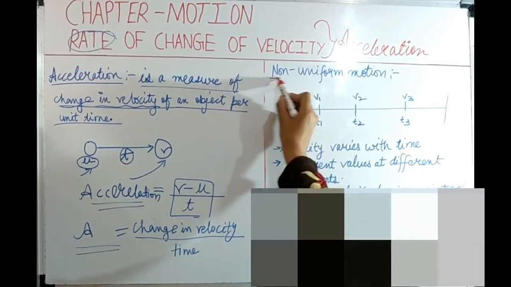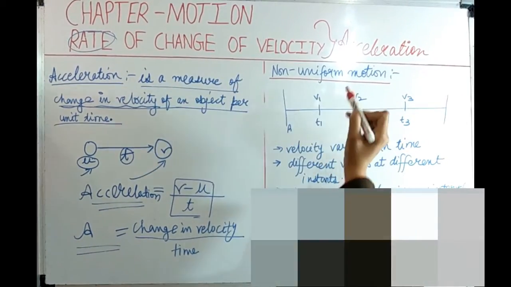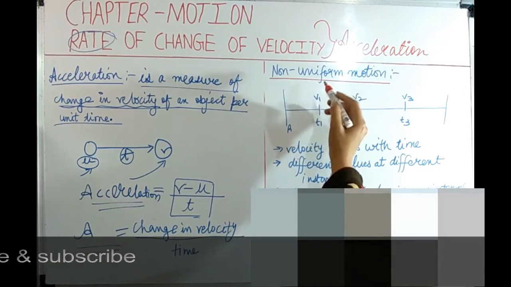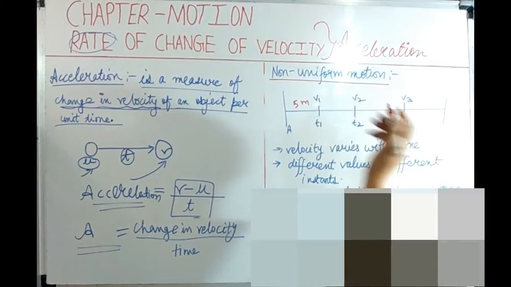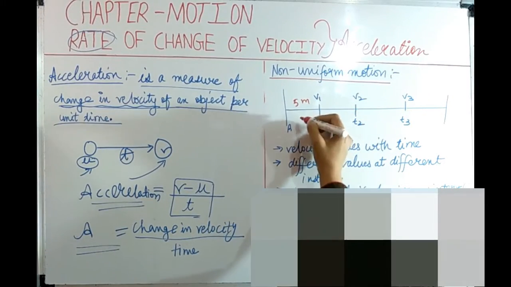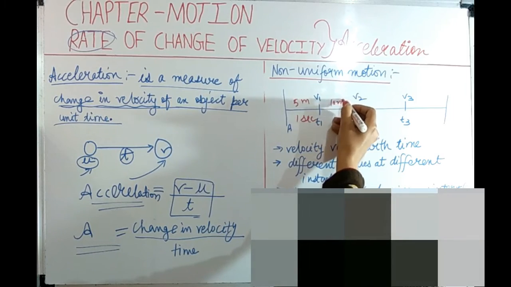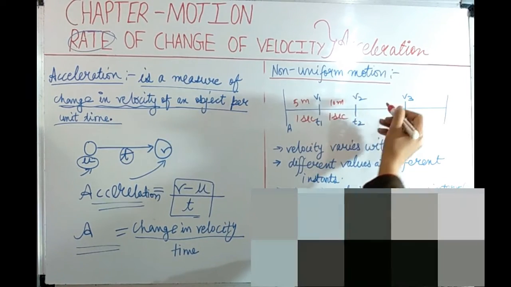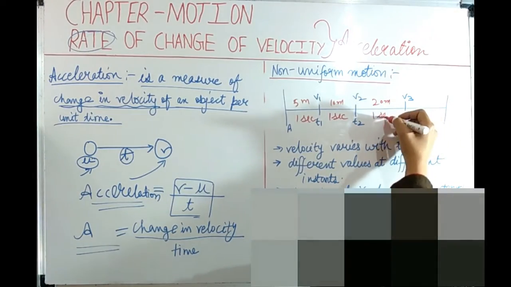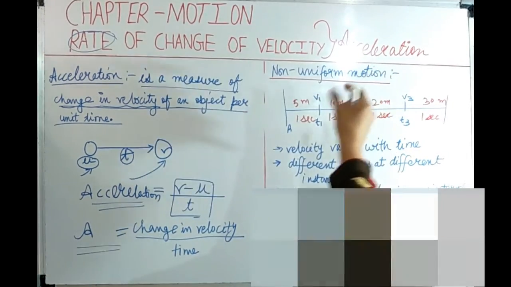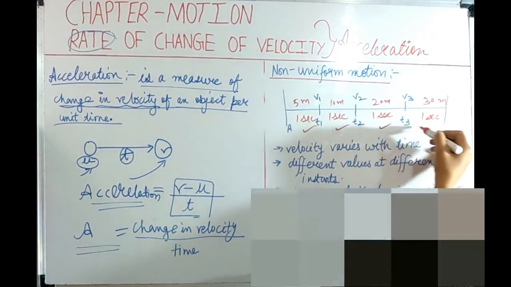In non-uniform motion, what will be the acceleration? Non-uniform motion is when the object covers unequal distances in equal intervals of time. Let's say this distance is 5 meter, covered in 1 second. This distance is 10 meter, covered in 1 second. This distance is 20 meters, covered in 1 second, and so on.